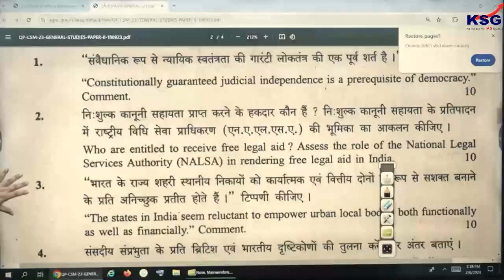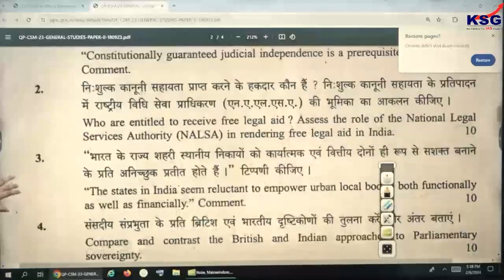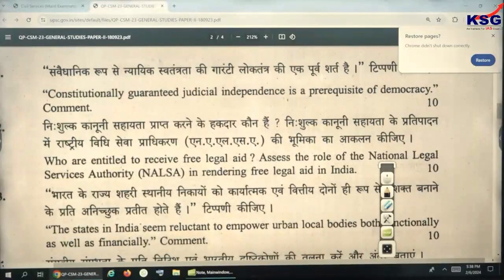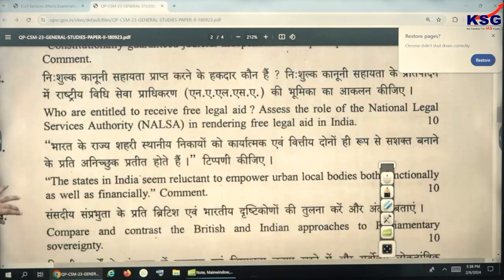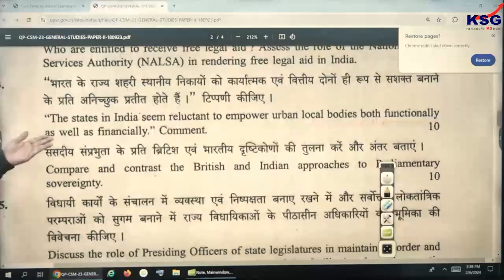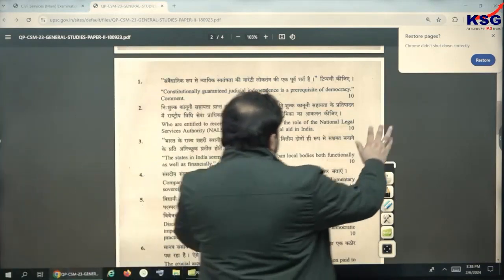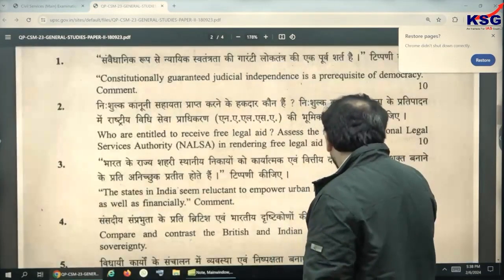Now, if you take a look at the first question, this is a question from the Constitution of India, right? It is a question on judicial independence, which is a part of the Constitution of India. This is again a question from the Constitution of India on the National Legal Services Authority, NALSA. Then this is a question again from the Constitution of India, local governance, which is municipalities and urban bodies, right? And similarly, questions 1 to 10 are all 10-mark questions, okay?